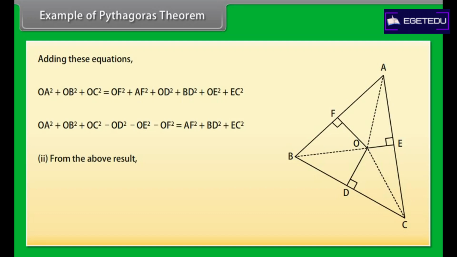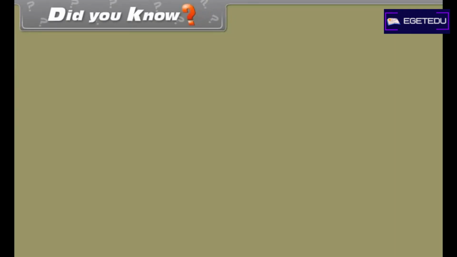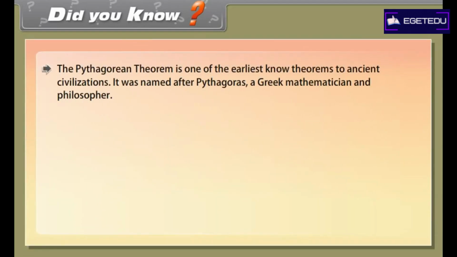2. From the above result, AF square plus BD square plus EC square equals OA square minus OE square plus OC square minus OD square plus OB square minus OF square. Therefore, AF square plus BD square plus EC square is equal to AE square plus CD square plus BF square.